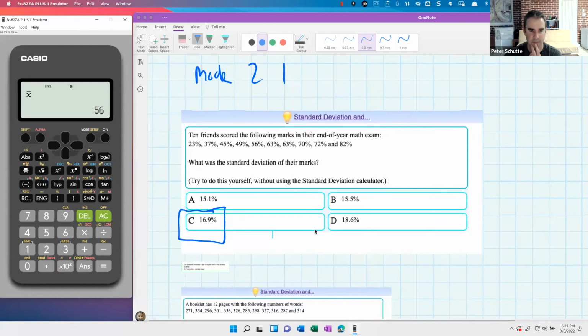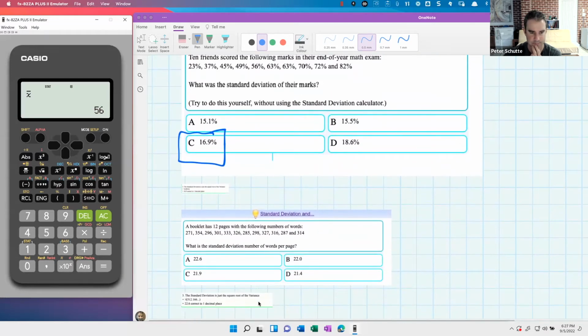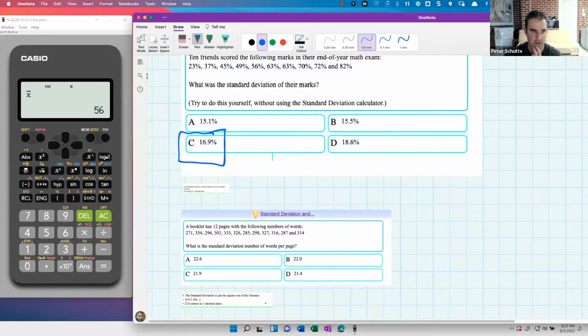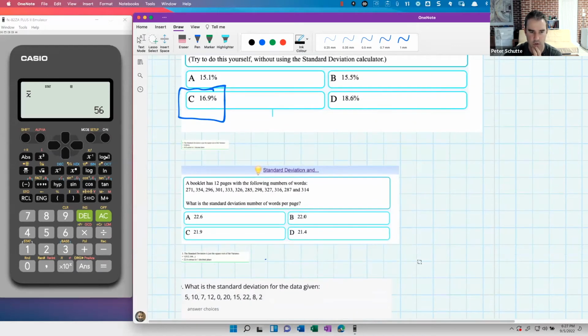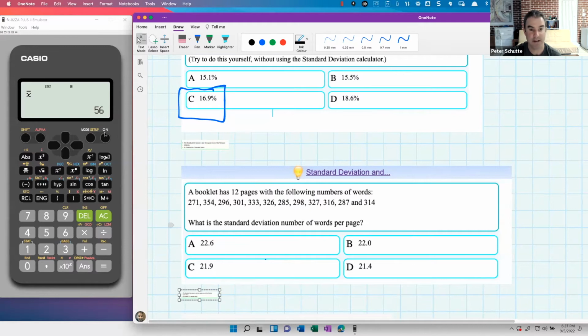Okay, let's do one more standard deviation question here. And then we'll move on to the second part of the lesson. It says here, a booklet has 12 pages with the following number of words. What is the standard deviation number of words per page? And I want you to work that out. Remember now, you have to empty the data set in your memory. Okay, so how do you empty it?